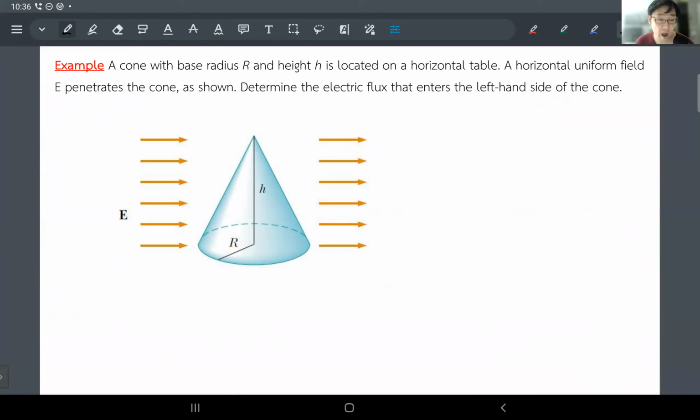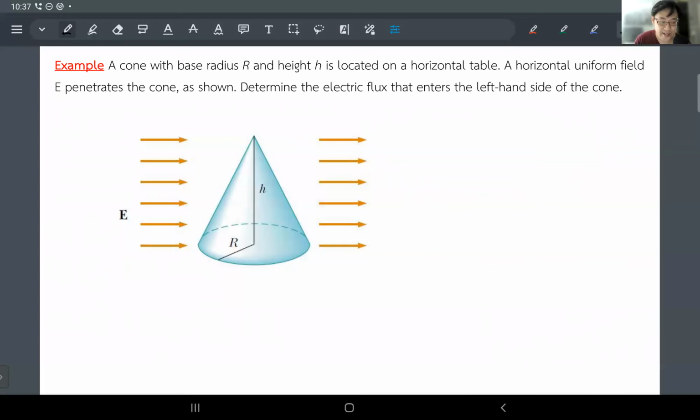All right, you have a cone now. It's going to look more complicated here, with base radius r and height h, and it's located on a horizontal table. Now you have a horizontal uniform field E penetrating the cone as shown, from left to right. Now you want to determine the electric flux that enters the left-hand side of the cone.